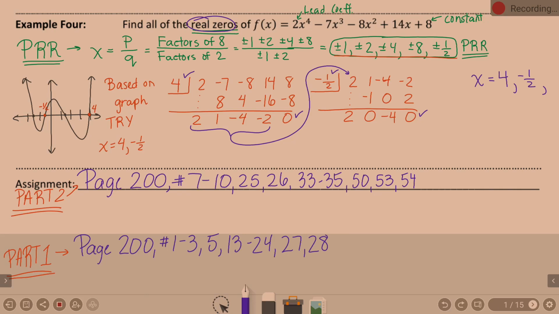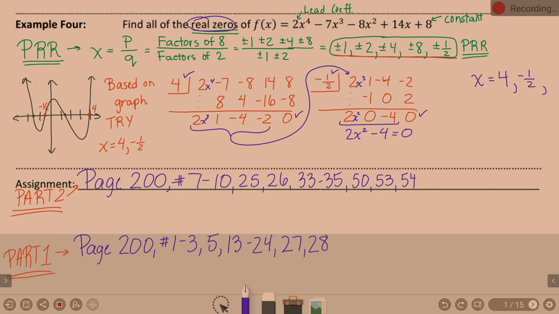Now, what does 2, 0, negative 4 represent? 2x squared minus 4. Are you guys with me? Yes. Because it was originally 2x to the 4th. We divided, it became 2x to the 3rd. We divided again, it became 2x squared. We're going to take this, which represents my last two answers, set it equal to 0 and solve.